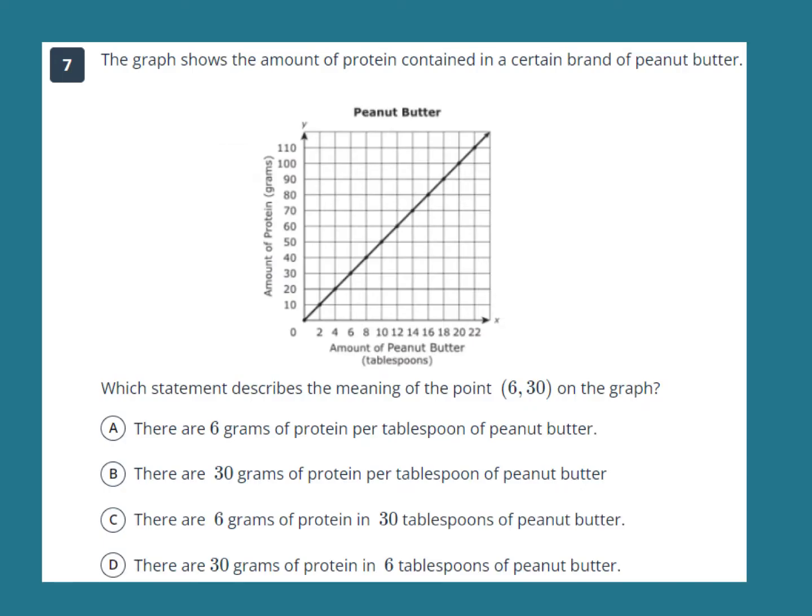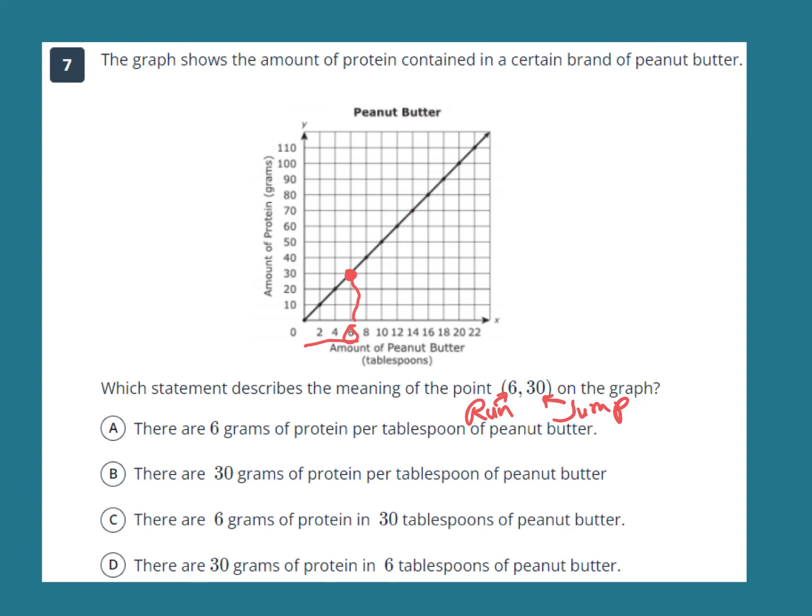The graph shows the amount of protein contained in a certain brand of peanut butter. Which statement describes the meaning of the point (6, 30) on the graph? So let's not forget that in the point (6, 30), the 6 means where we run, and the 30 means how high we jump, because we never jump then run, because then we look funny. So we're going to run across to the 6, there it is, and then we jump all the way up to the 30. So that is the point I'm looking at, right?